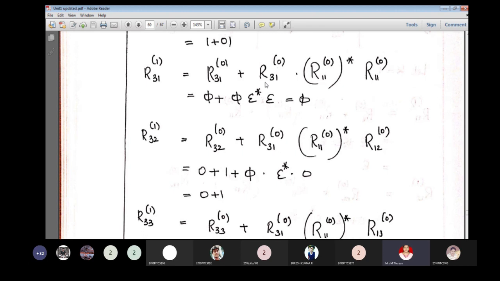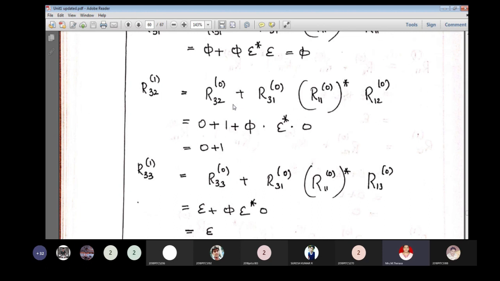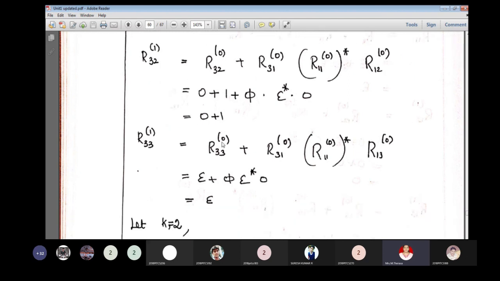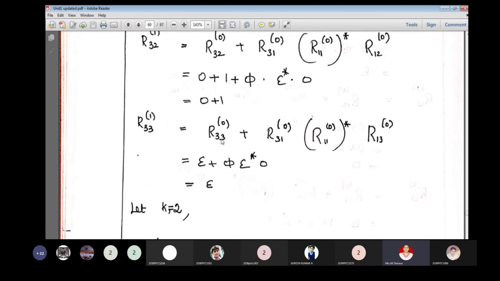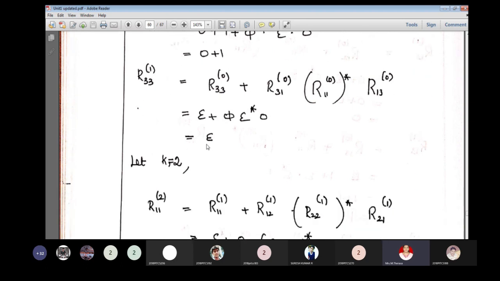Next, R31 power 1 is R31 power 0 plus R31 power 0, R11 power 0 the whole star, R11 power 0. Substitute all the values. So here we are concatenating pi with other regular expressions so that you can straight away write pi. Next, R32 power 1, which is nothing but R32 power 0, R31 power 0, R11 power 0 the whole star, R12 power 0, which is nothing but 0 plus 1. Next, R33 power 1. So R33 power 0, R33 power 1, R11 power 0 the whole star, R13 power 0. At last you have got epsilon. So whenever k is equal to 1 is over.